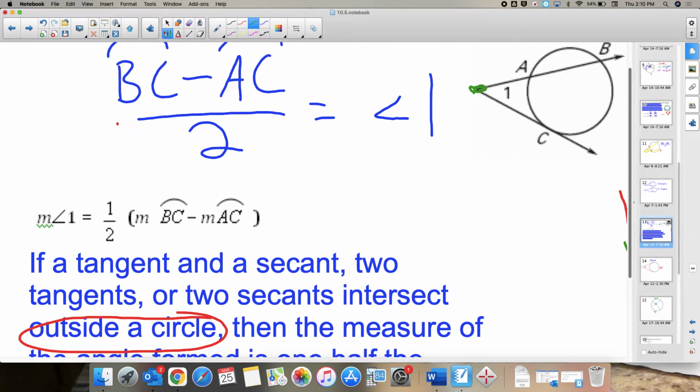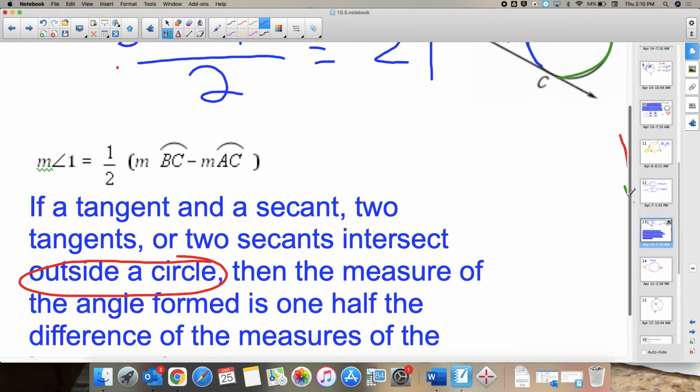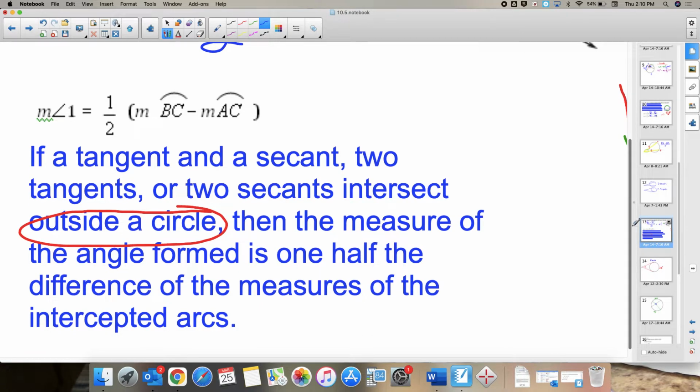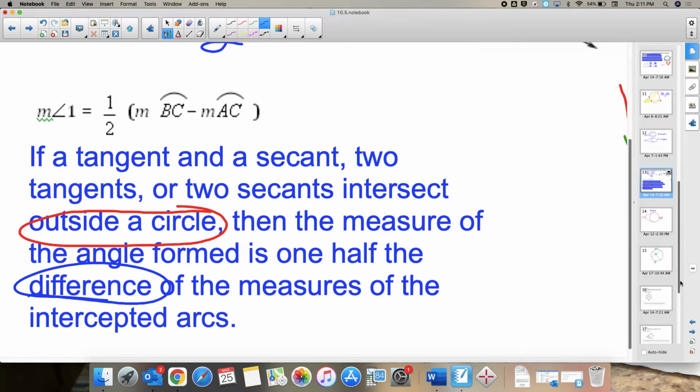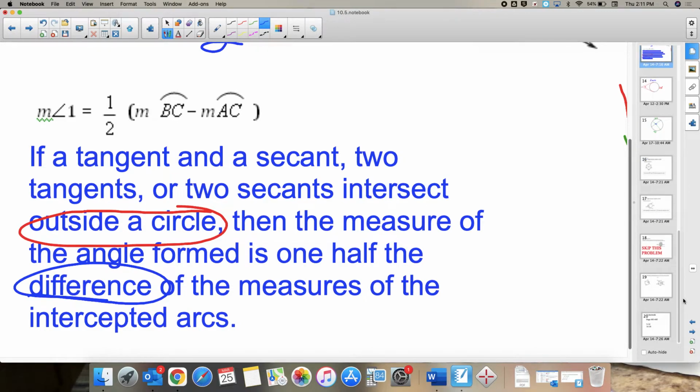Angle 1 in this case, you take your big arc, BC, minus the small arc, AC. If a tangent and a secant, 2 tangents or 2 secants, intersect outside your circle, then the measure of each angle formed is 1/2 the difference. So we're now going to subtract them, of the measures of the intercepted arcs. So the key is always, where is that intersection?